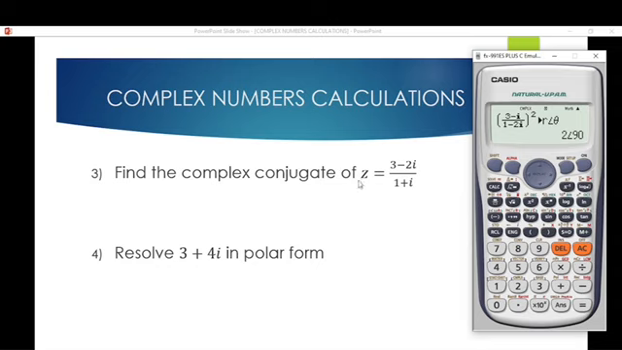Find the complex conjugate of C equal to 3 minus 2i over 1 plus i. So we have to find the complex conjugate. With this one, what we do is first type the question.